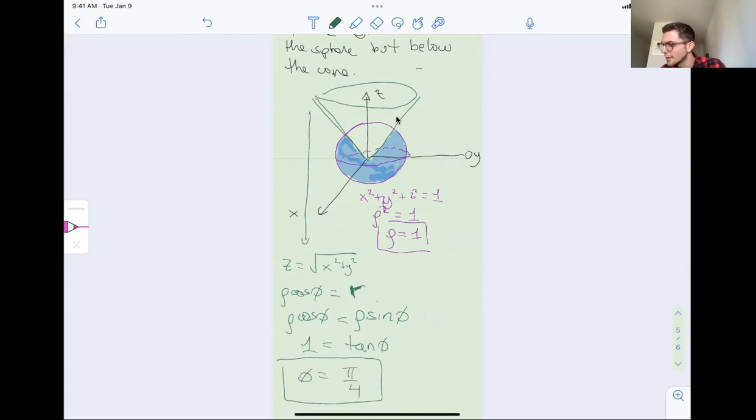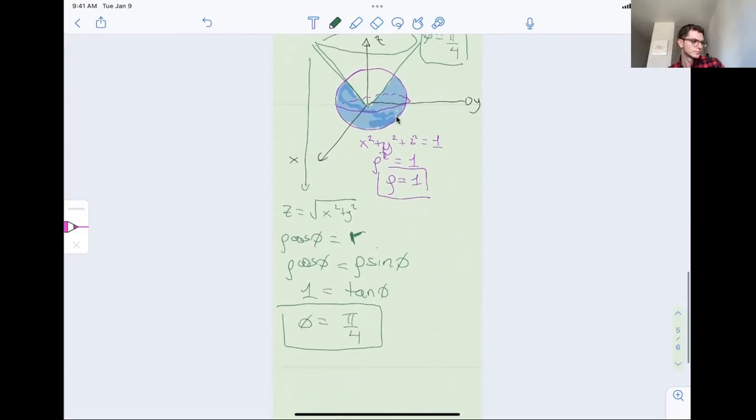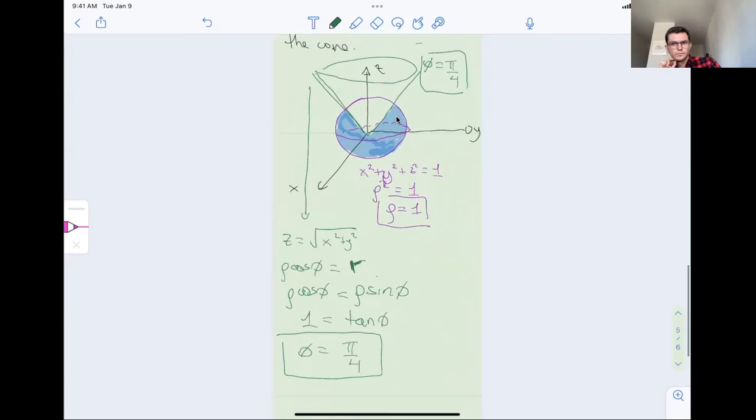It makes sense, because this is saying the cone consists of all the points that are at an inclination of pi over 4 from the z-axis. Is that okay? Yeah, rotated 2 pi, correct, yes.